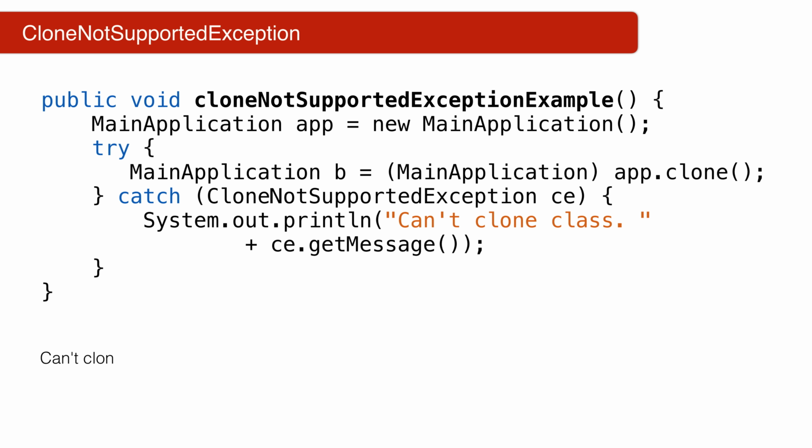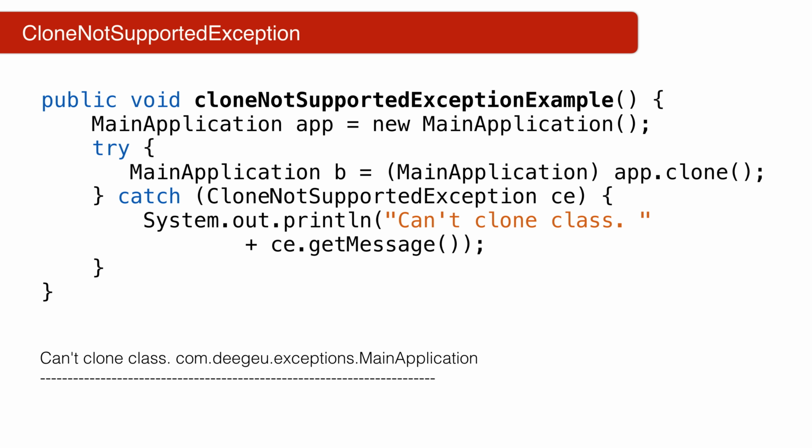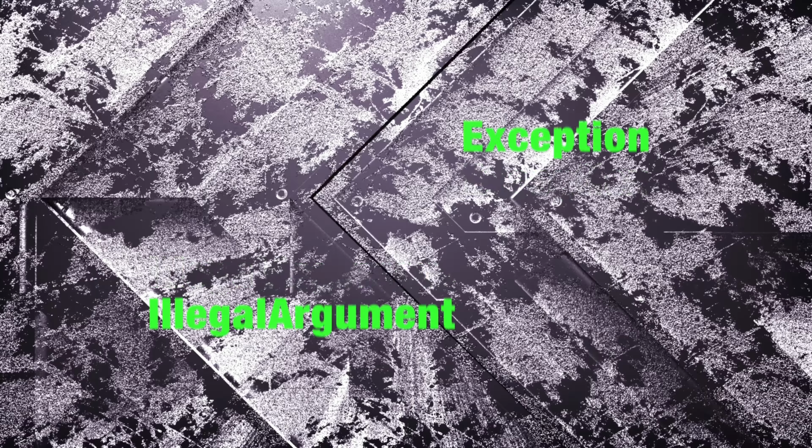However, if we get this error, and we did expect the class to be cloned, the likely problem is the class we're trying to clone does not implement the Cloneable interface. It's a marker interface, so it's often forgotten. In this example, the main application doesn't implement the Cloneable interface. Java won't let us clone something that isn't explicitly cloneable.